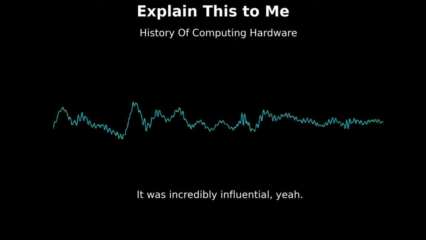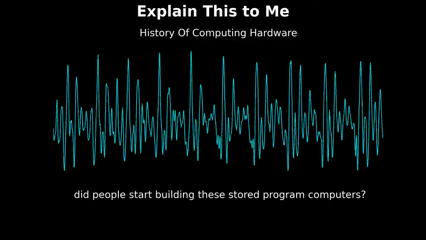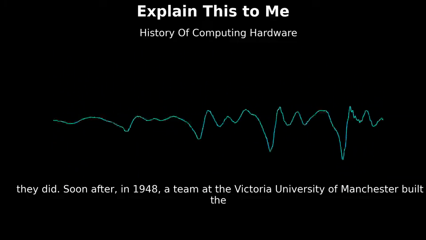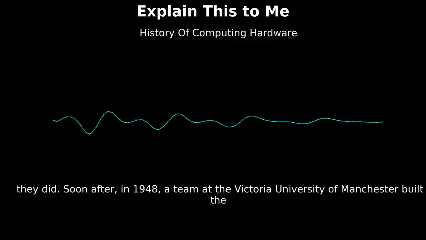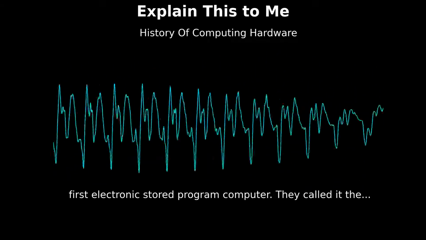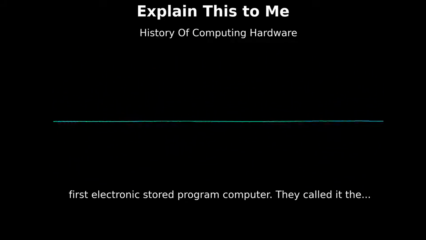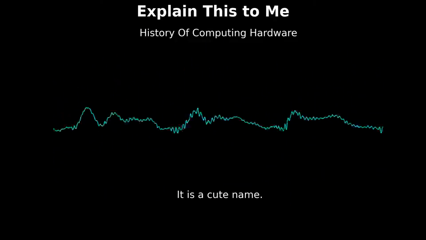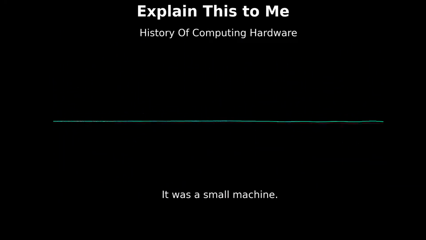They did. Soon after, in 1948, a team at the Victoria University of Manchester built the first electronic stored program computer. They called it the Manchester Baby. The Manchester Baby. That's kind of a cute name. It is a cute name. What was it like? It was a small machine, more of a test bed for new technologies than a practical computer. But its impact was huge.